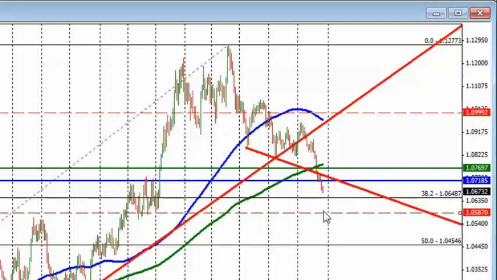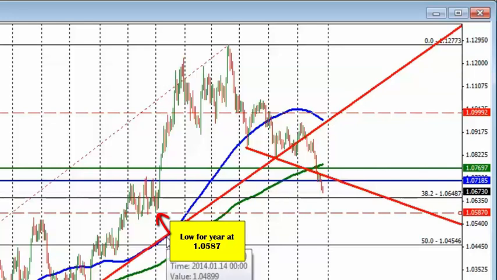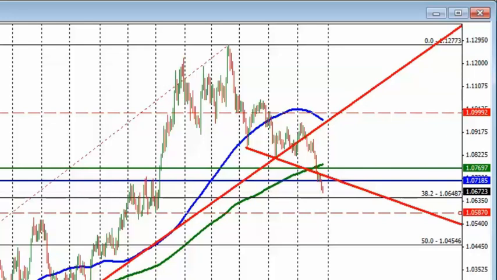If it does break through there, there's really nothing much until we get to the low for the year. That low for the year came in at 105.87, and that occurred on the first trading day of the calendar year, and that would too be a target on the downside. But there should be some support here at the 48 level. We'll be watching that if the market continues in its downward bias.